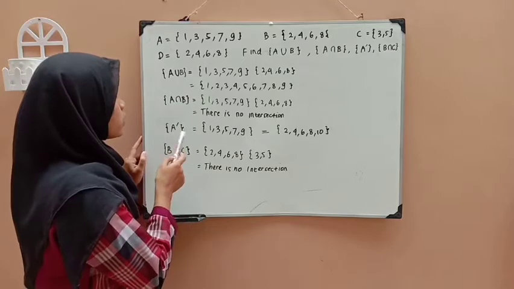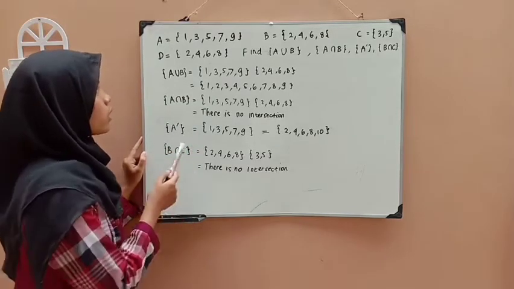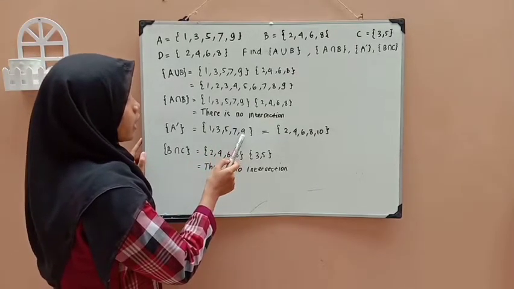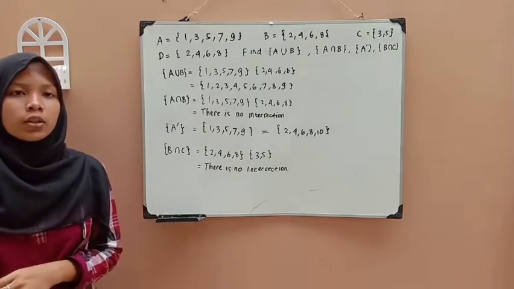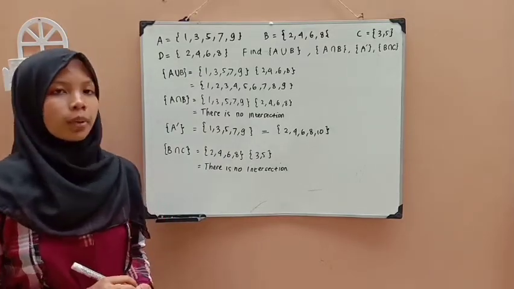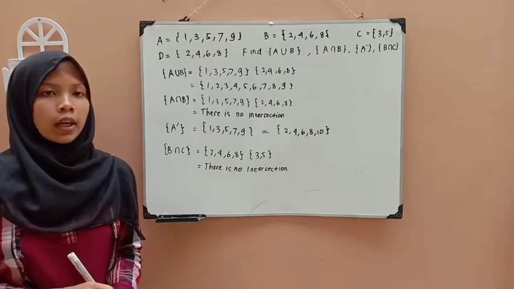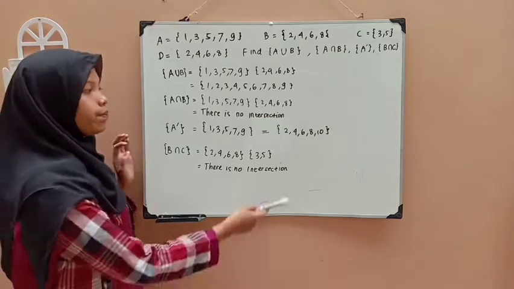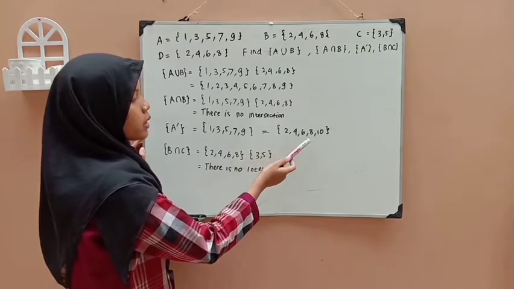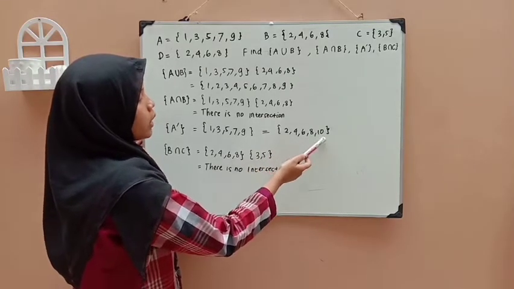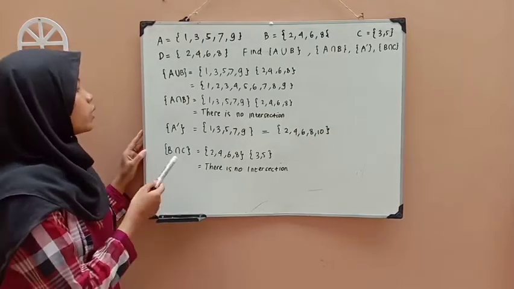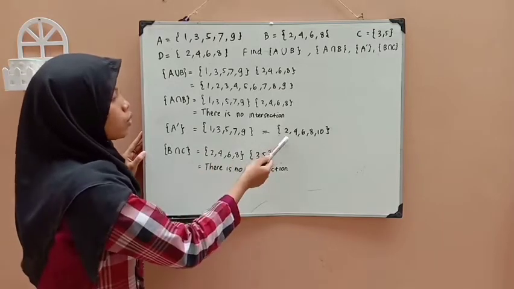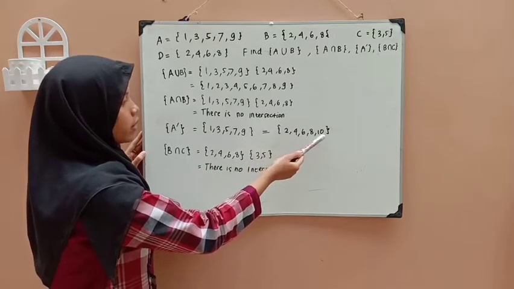A complement equals set A {1, 3, 5, 7, 9}. Because the complement of set A is all the elements of the universal set that are not in A, A complement is {2, 4, 6, 8, 10}. So the set A complement equals {2, 4, 6, 8, 10}.